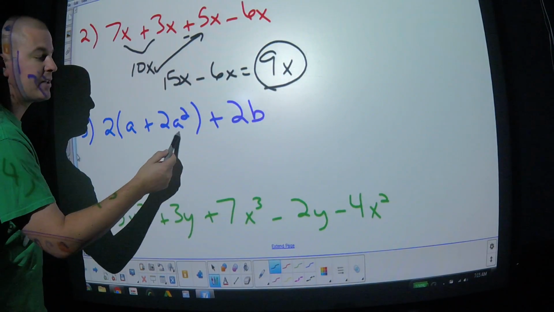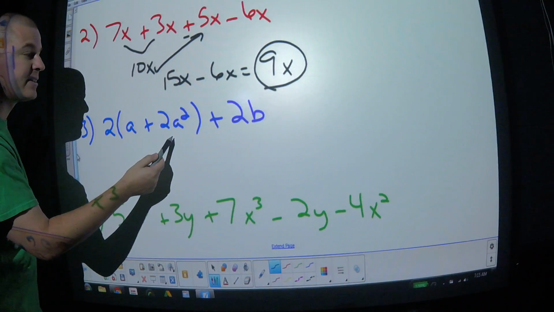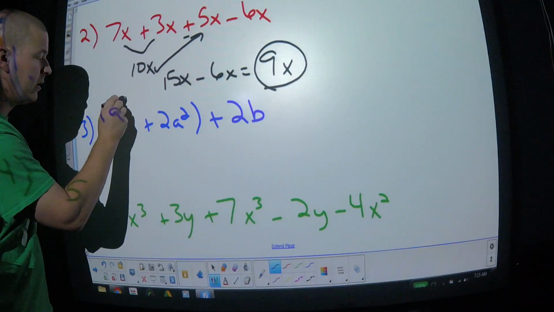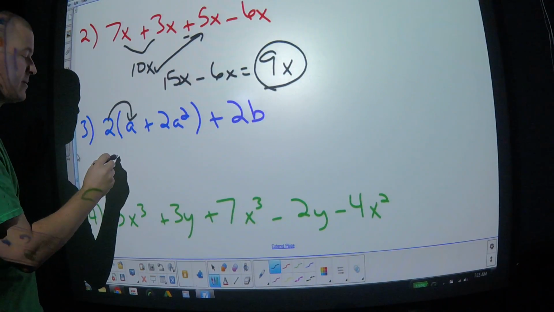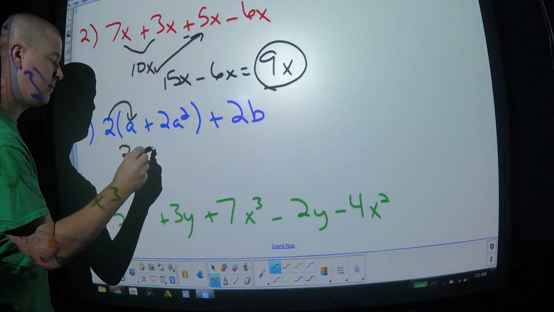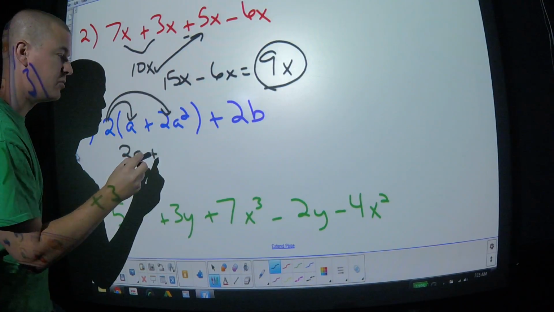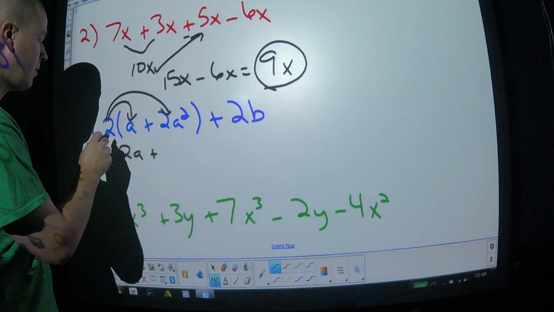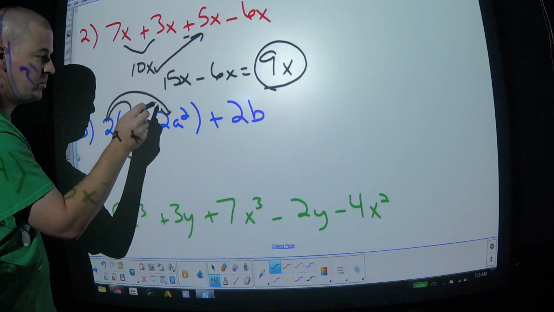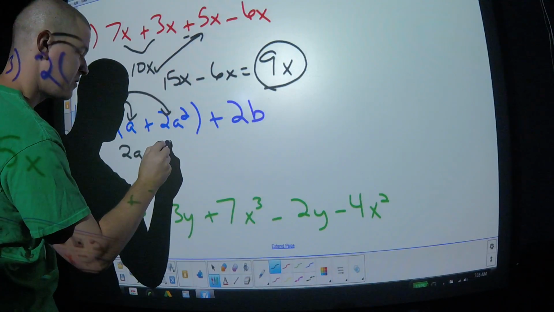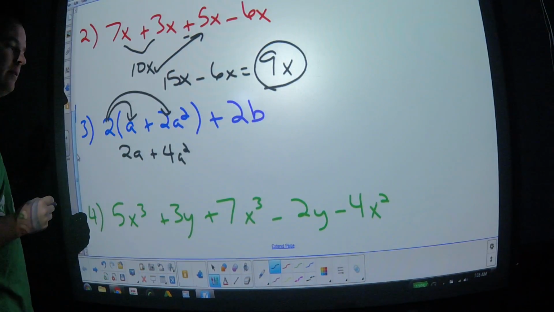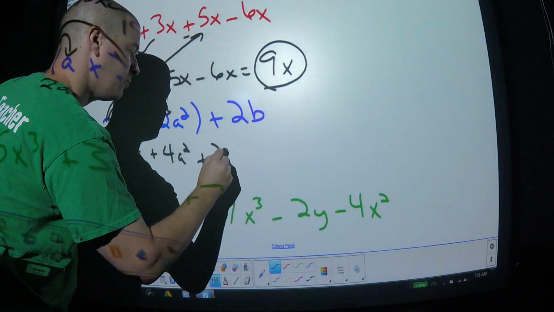We can't gather like terms inside here, inside the parentheses. But what we can do is go ahead and do the distributive property. 2 times a is 2a plus 2 times 2a squared. All right. So when we do this, we take 2 times 2, which is 4, and then a squared, plus 2b.